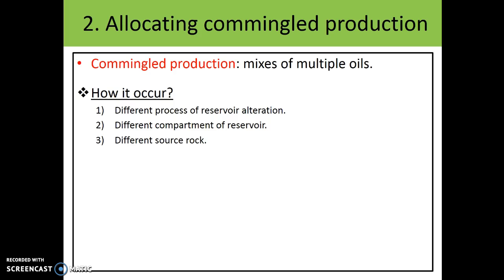This is because oil generated from a source rock also tends to have different composition due to slight differences in the time of generation and maturation history. The third cause of commingled liquid production is different source rocks. There may be more than one source rock that has generated the oil and contributed oil to an accumulation. Therefore, the composition of oil in an accumulation may also differ due to different times of generation and migration path.